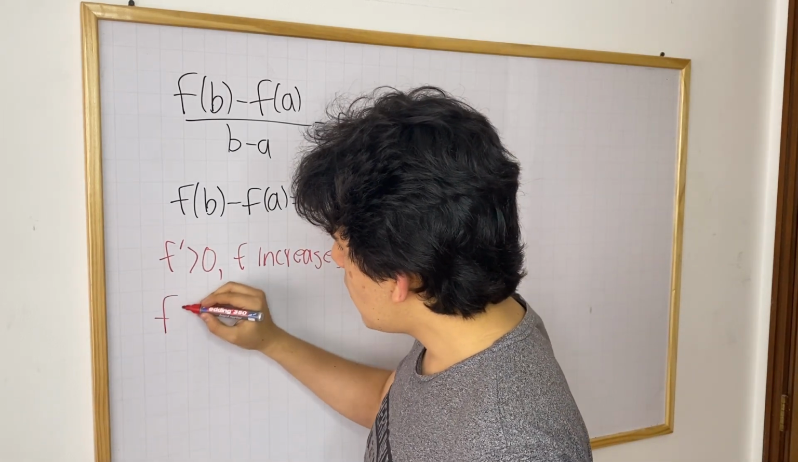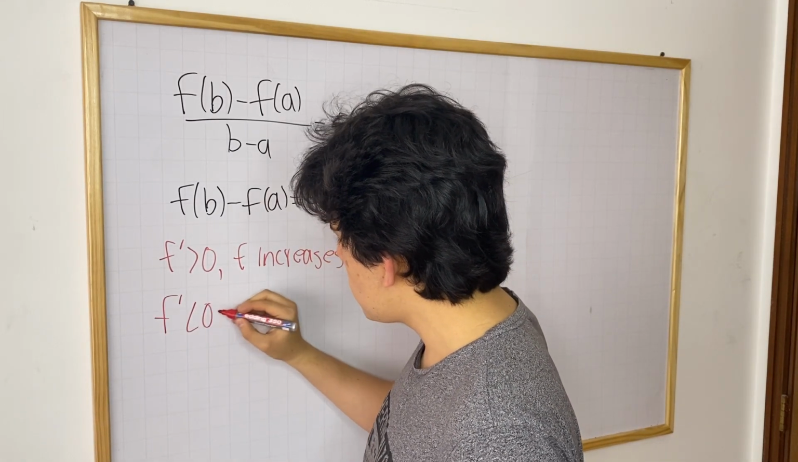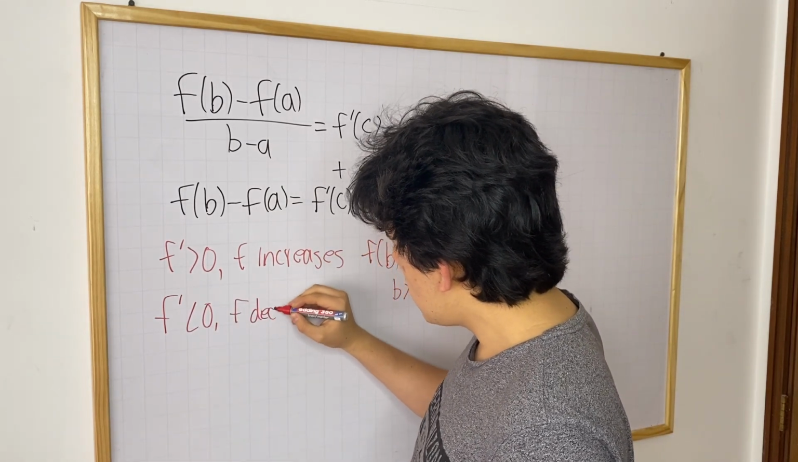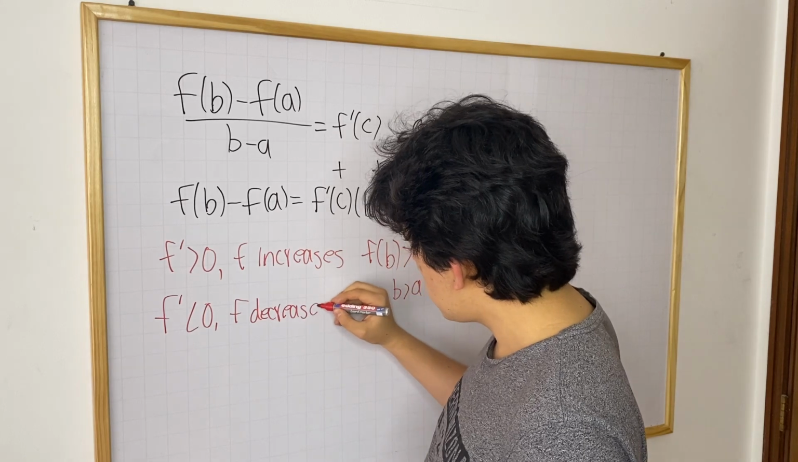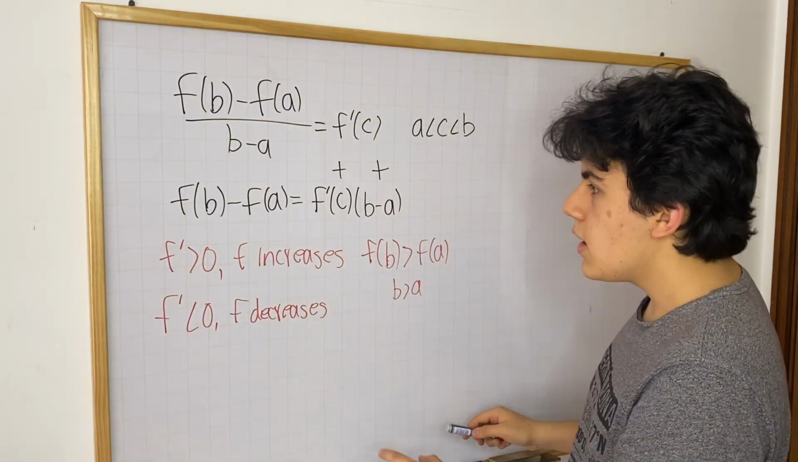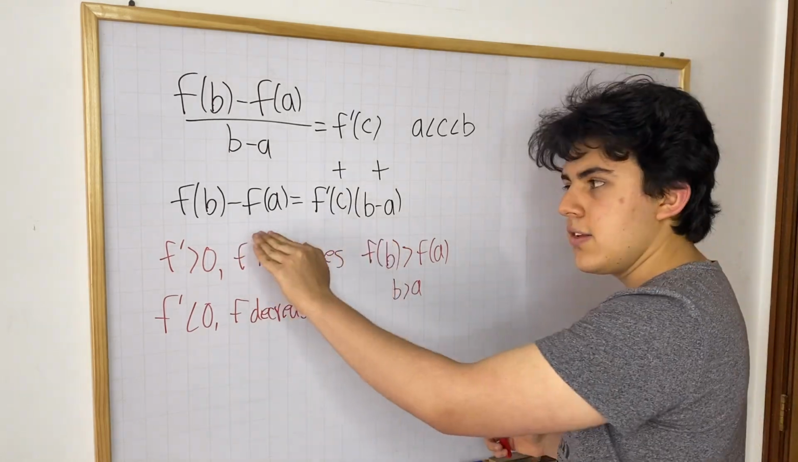So what if we say that f prime is less than 0? Usually we say that f decreases, okay? So we have that f decreases. Now you can also prove this in a very interesting way. So you can once again analyze this equation.